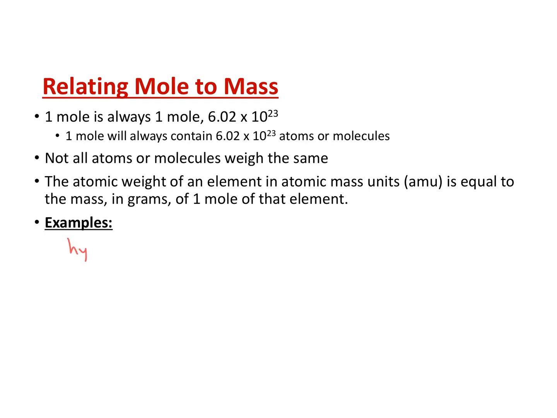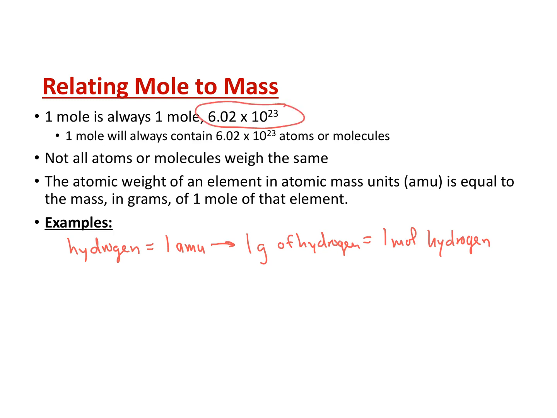So let's look at hydrogen, for example. Hydrogen on the periodic table equals 1 atomic mass unit. So if I had 1 gram of hydrogen, I would have 1 mole of hydrogen. So we can go directly from AMU on the periodic table to the mass in grams of that sample that you would need to have 1 mole, right? 6.02 times 10 to the 23. The mass is going to change, right, because the atomic weight is going to change for each of these elements. Or if we're talking about a molecule, the molecular weight would change.